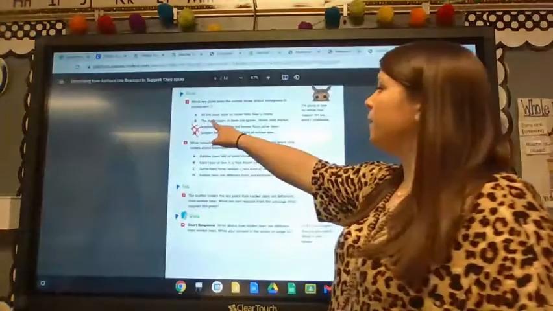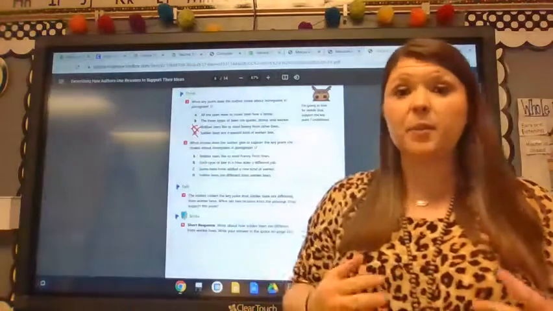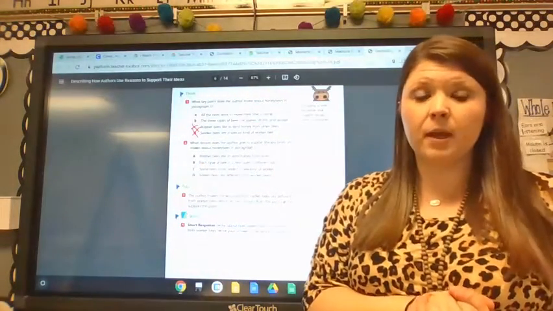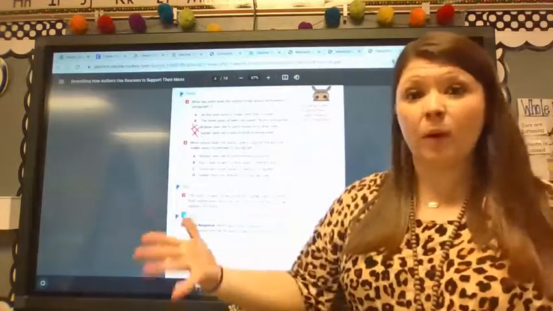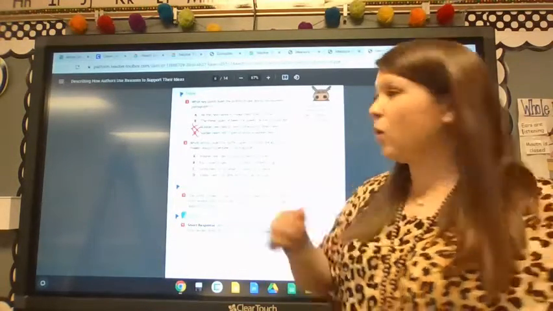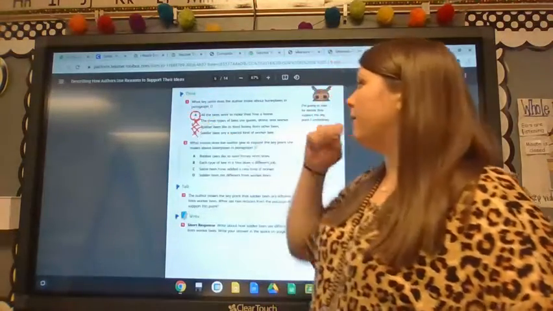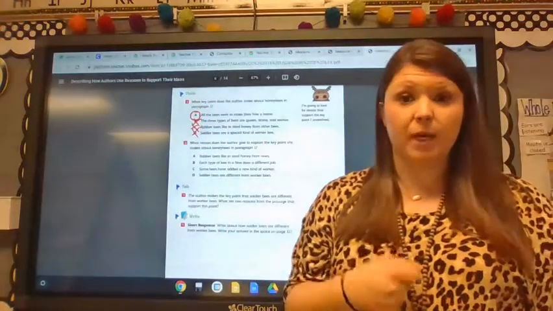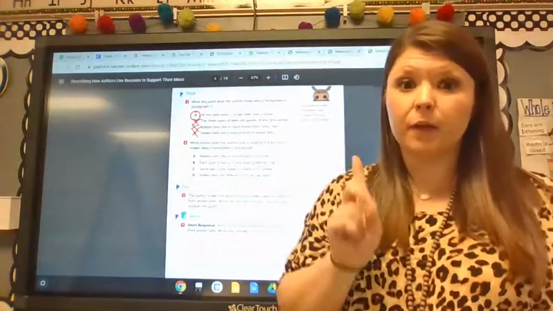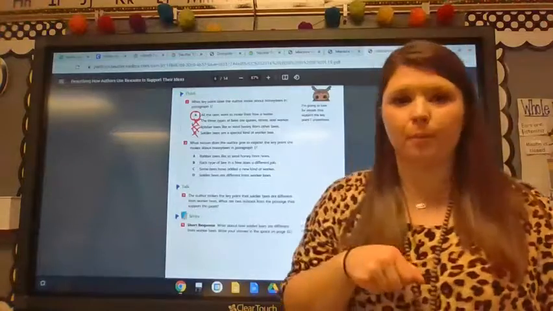Now, B, the 3 types of bees are queen, drone, and worker. That is a fact that was in paragraph number 1 that told me about the 3 types of bees, right? But was that the main point, that there are 3 types of bees that live in the hive? No. The main point told me that all the bees that live in the hive have to work together to make it a home. So that was the key point that the author made in paragraph number 1. A, all the bees work to make their hive a home.